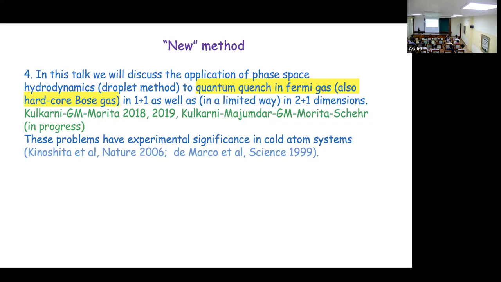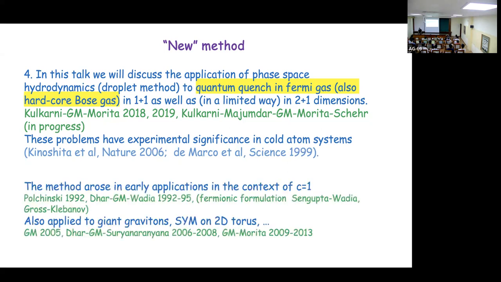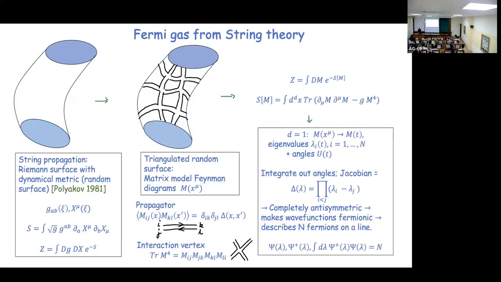These problems have some experimental significance in cold atom systems also. Some really lovely experiments have been done by the group of Kinoshita and DeMarco and so on. The method that I'm going to describe here arose in early applications in the context of the c equal to 1 matrix model, which came from string theory. This method also arose in the context of giant gravitons and Yang-Mills theory in low dimensions and so on.